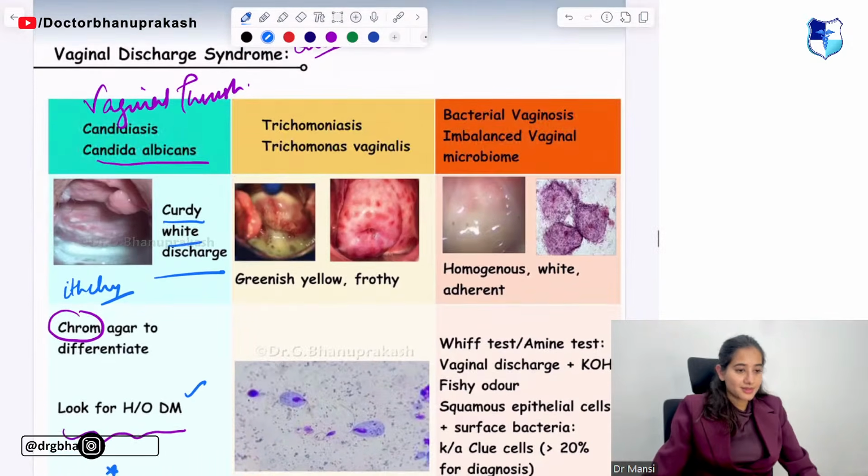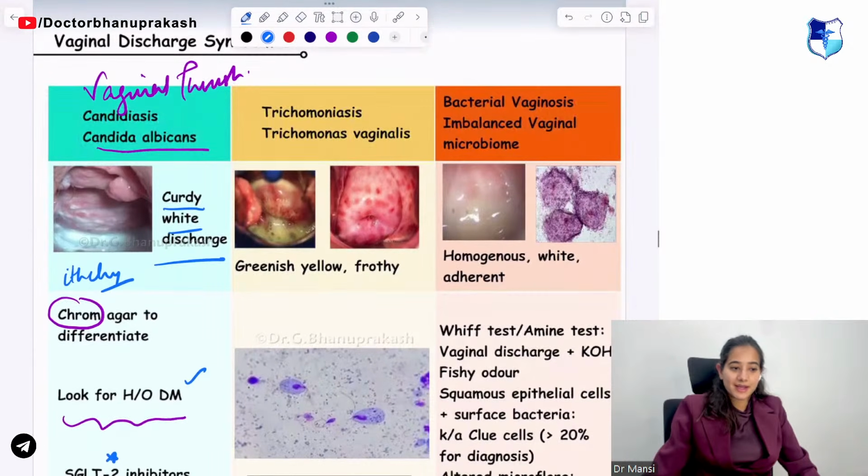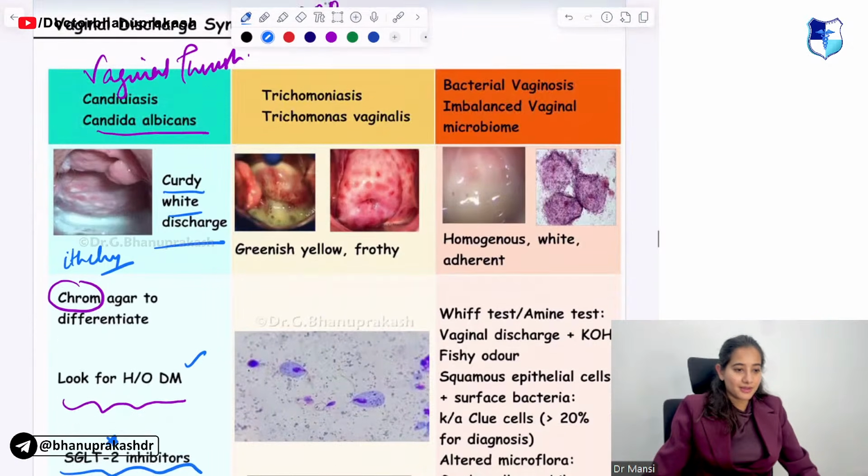Now you can discuss as much as you want about this Candida infection, Candida albicans, Jyoti, and everyone who has been discussing it.